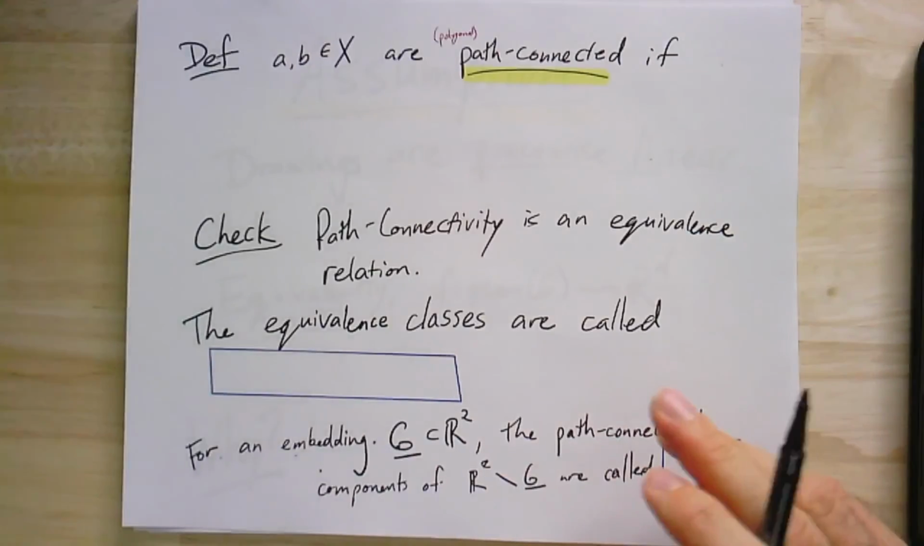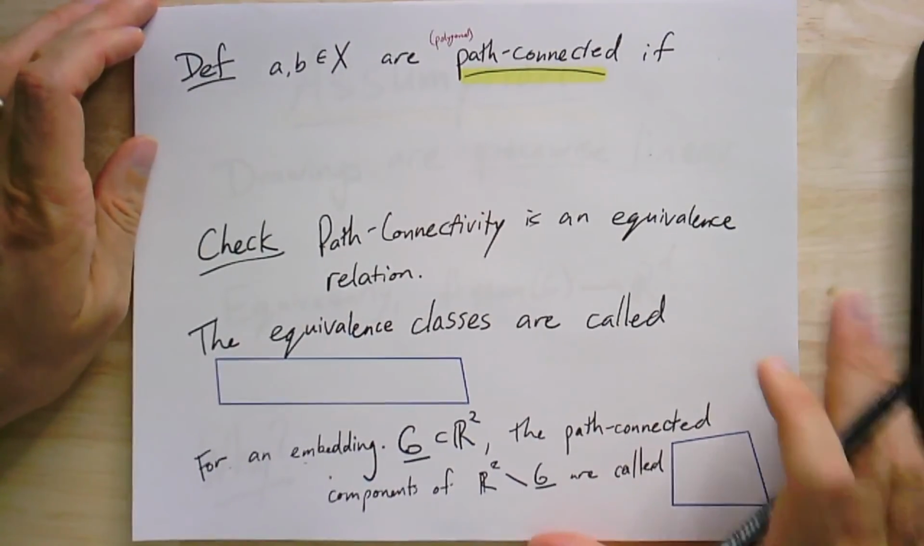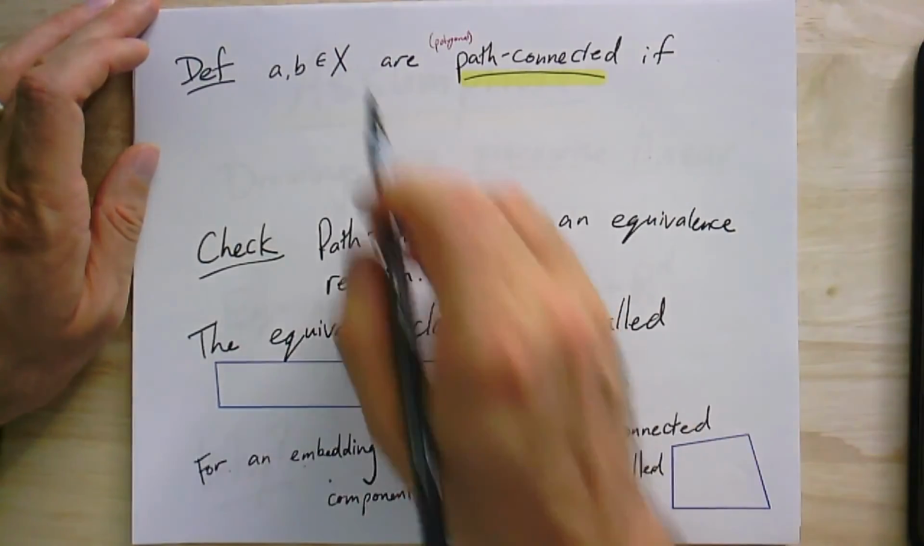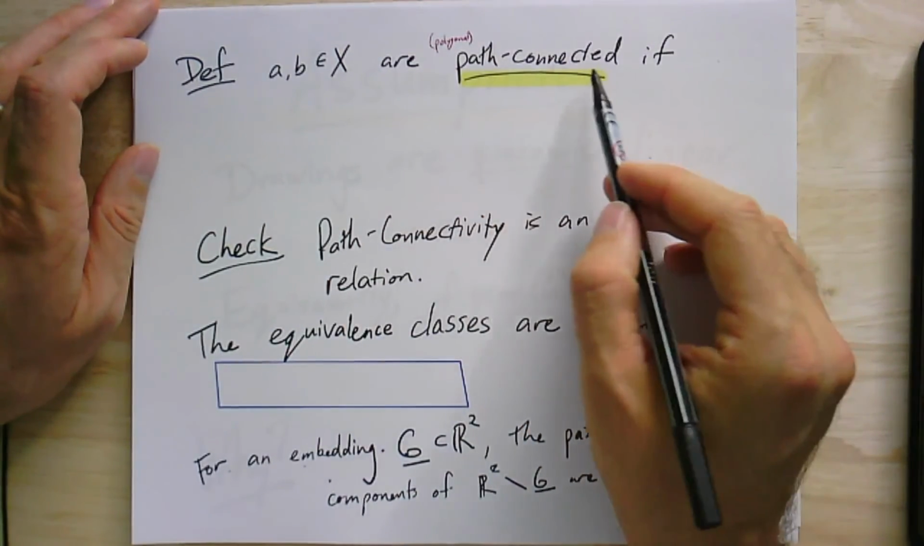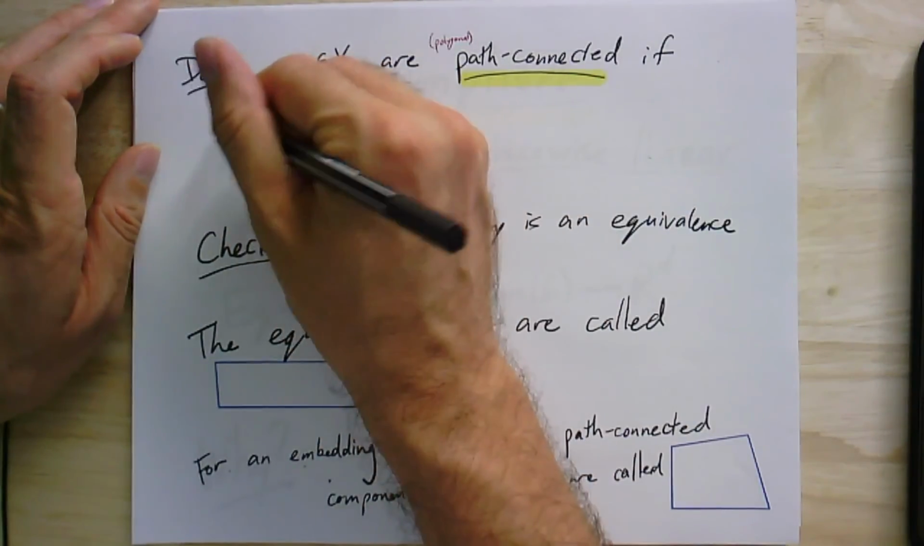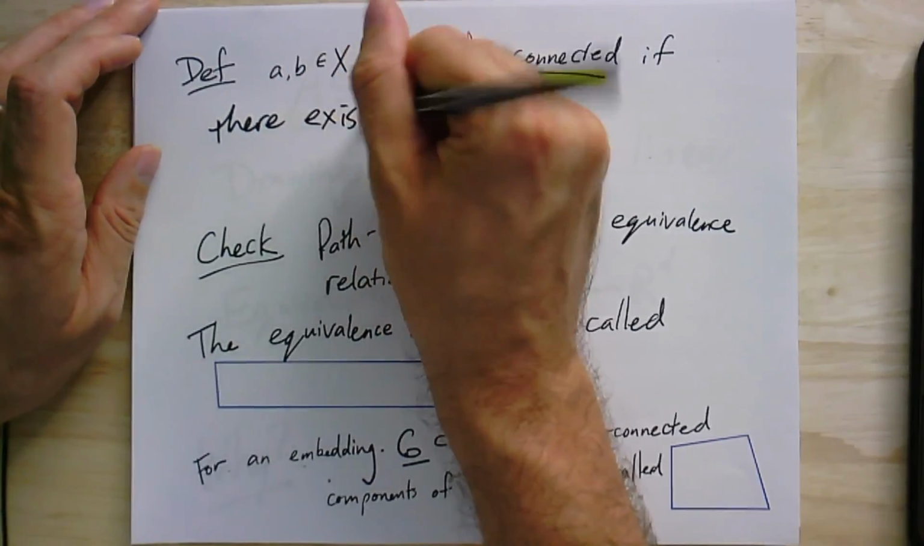All right. From these kinds of paths that we have, we can talk about two points in a space, as a topological space, being path connected, and really this is polygonal path connected, if there exists some polygonal path that starts at one and ends at the other.